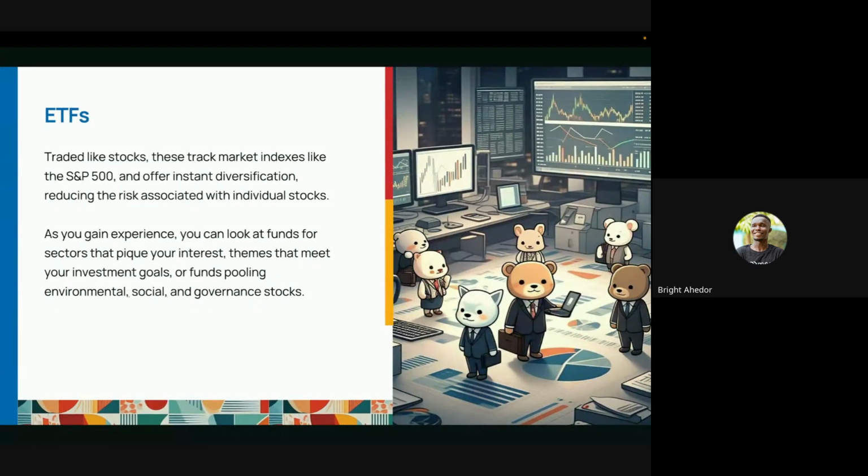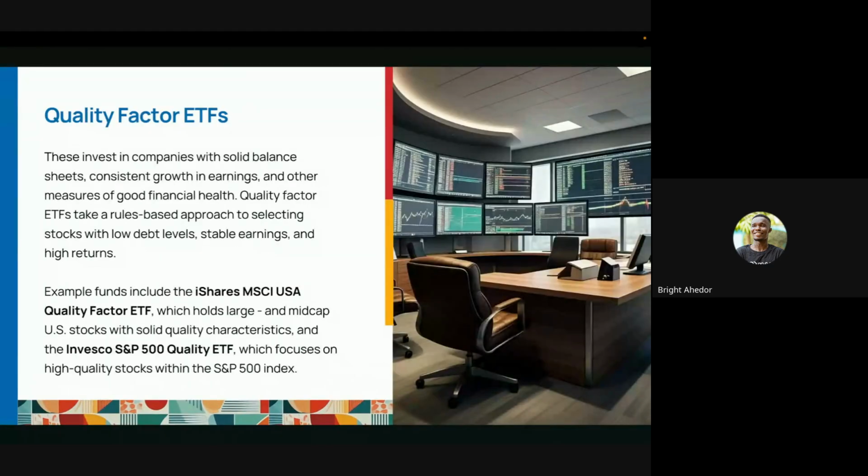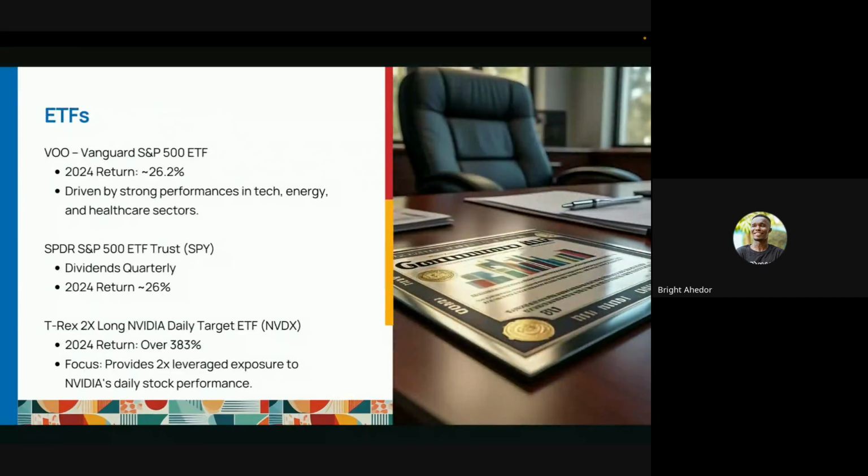ETFs, we said that ETFs don't buy one company, but they buy a number of companies, and mostly they buy the S&P. And we said the S&P is the top 500 companies in the US that are performing really well. So ETFs group all the 500 companies into one and buy it at once for you. And we said there's another type of ETF that we call the quality ETFs. They look for those that have a solid balance sheet. They invest in the S&P, but with a solid balance sheet. That's what they do.